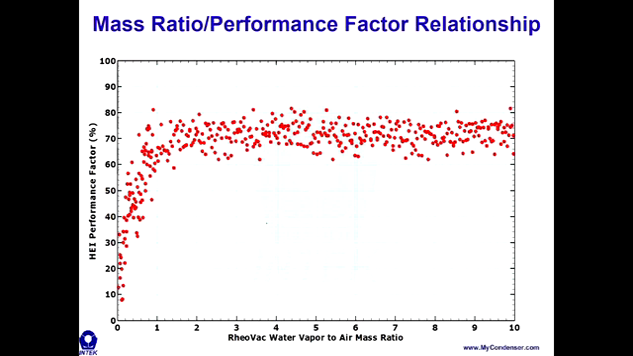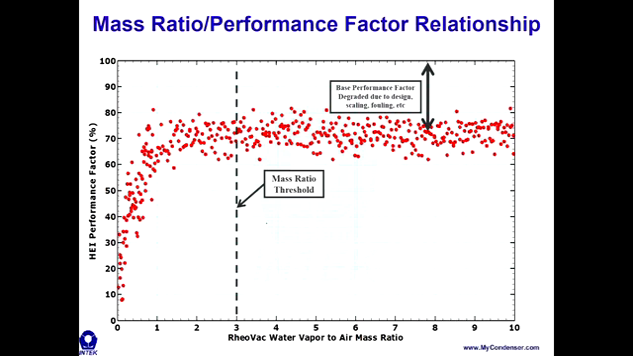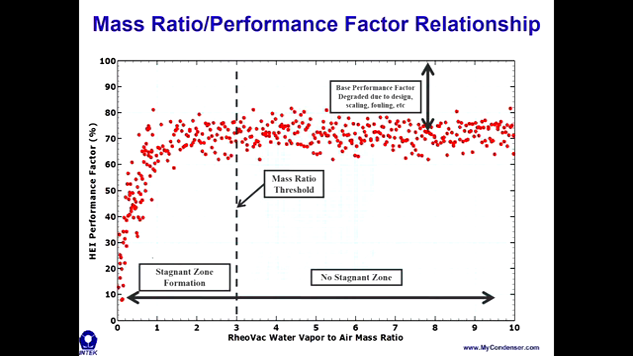So here's a graph which you'll find in your handouts that's a reminder of how to interpret this plot. There's the water-to-air mass ratio of 3, below which you have stagnant zone formation, above which there's no stagnant zone, and this separation between your measured performance and the 100% line is base performance degradation due to scaling or fouling or airbound zones.